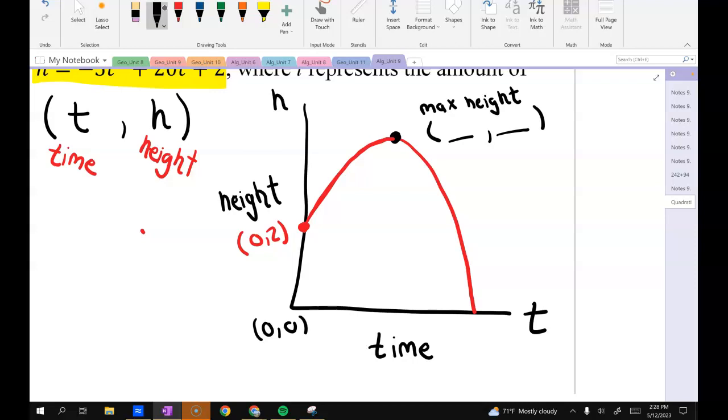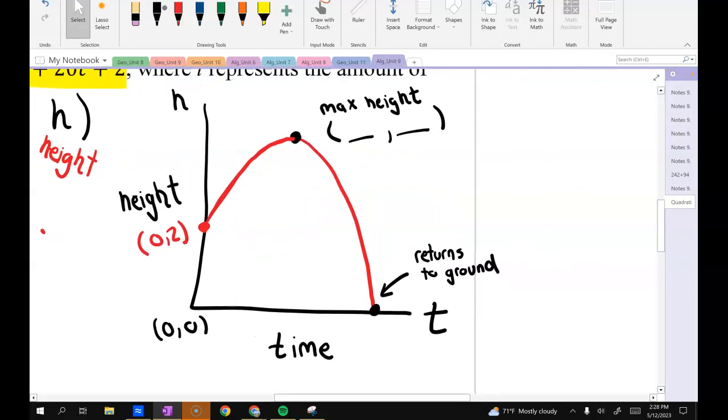Another point that would be interesting to find is this point at the bottom. This is where it returns to the ground. And that's going to have a point too. We know it's at the ground and we know it's going to be a height of 0. So this is going to have a blank, comma, 0 as a point. And that blank is going to be how many seconds it takes to reach the ground.